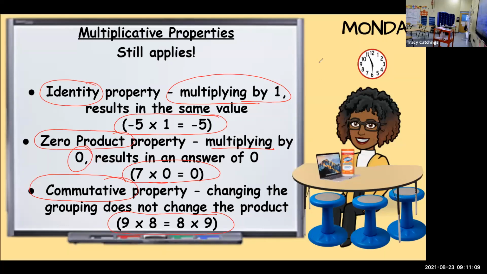Any questions about those properties? We got 4 students meeting those expectations this morning. We got to do better than that. All right, everybody got what you need?